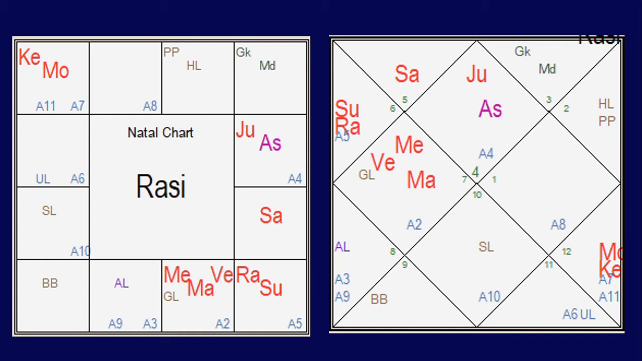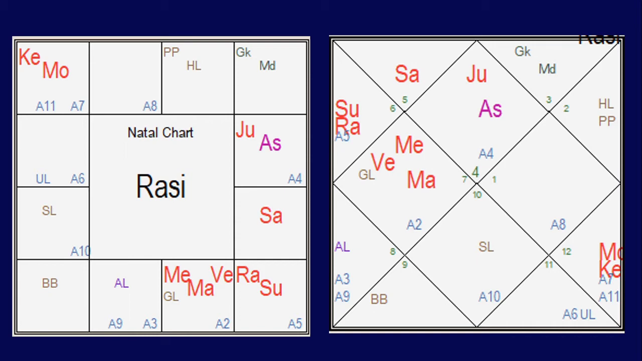Now how to calculate the tithi, meaning in which tithi the native is born? As we know, the moon traverses 12 degrees in one tithi. First calculate the difference between sun and moon, and then divide that result by 12, and the result will be your tithi number.